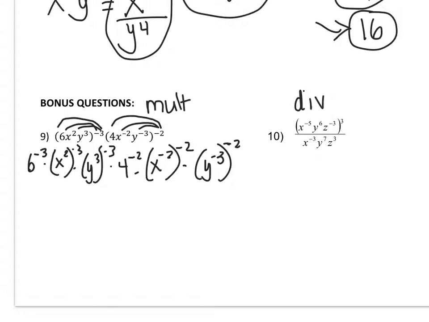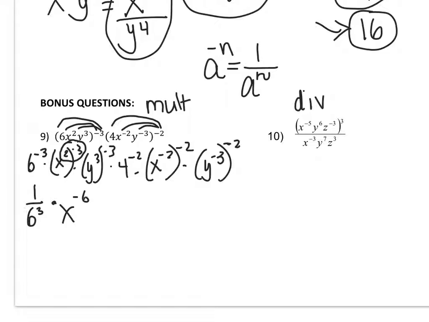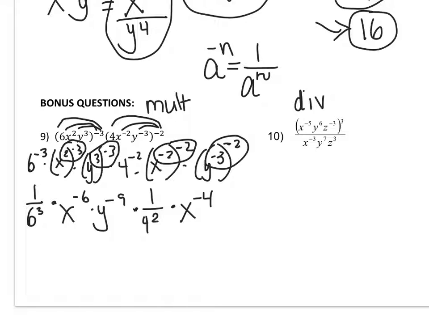Remember, when you have a number raised to a negative exponent, it's the same as 1 over that number raised to the positive exponent. So 6 to the -3 becomes 1 over 6 to the 3rd. When we have a power to a power, we multiply the powers. 2 times -3 is -6. 3 times -3 is -9. 4 to the -2 is the same as 1 over 4 squared. -2 times -2 is -4. -3 times -2 is -6.